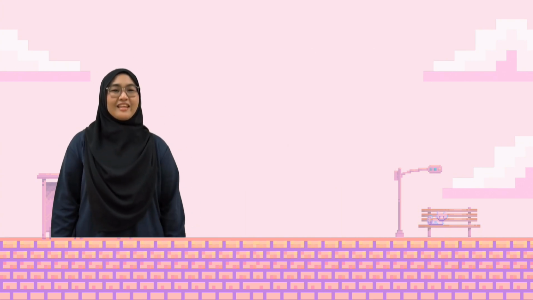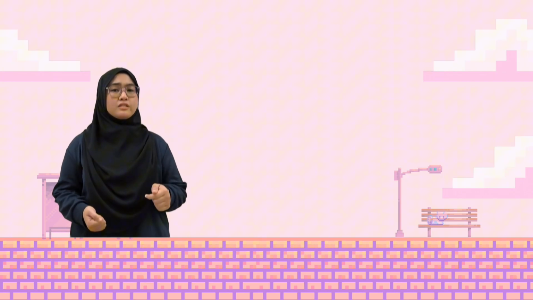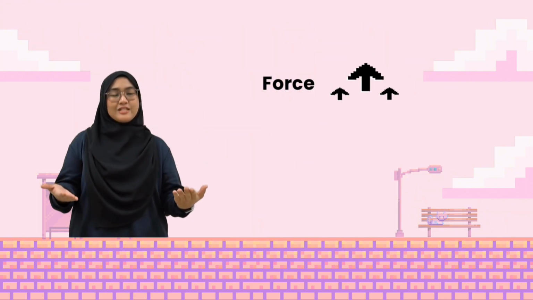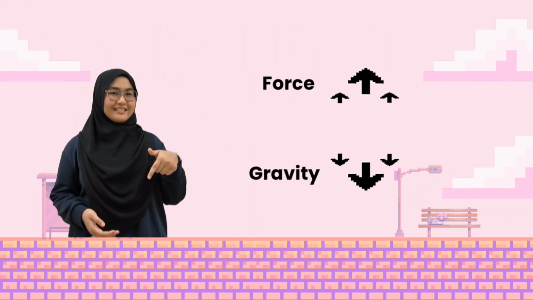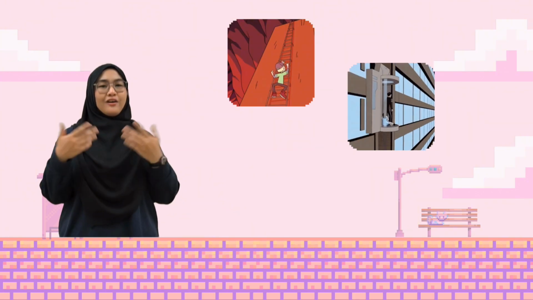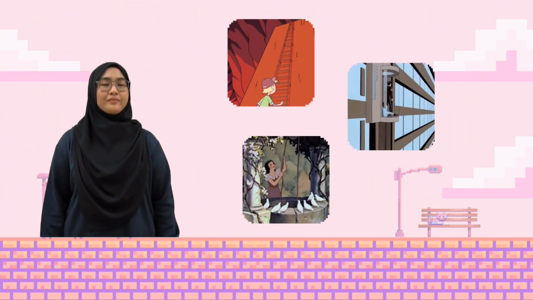Anytime you lift an object, you do work against gravity. Work done against gravity occurs whenever a force is applied to move an object upward, opposite to the pull of gravity. Even everyday actions like climbing a ladder, going up in an elevator, or lifting a bucket from a well involve this type of work.